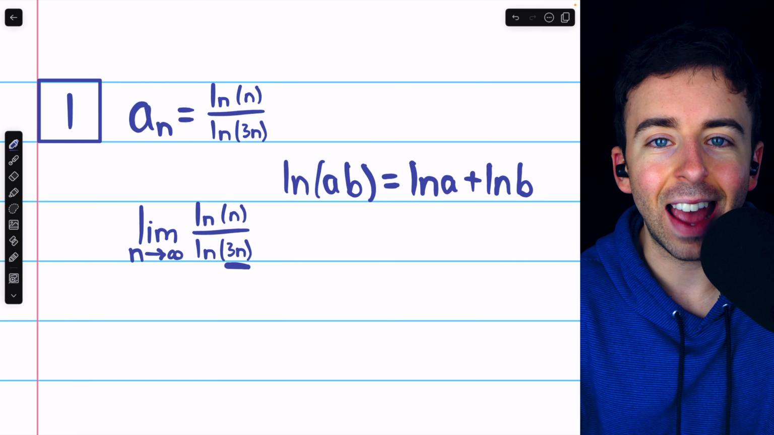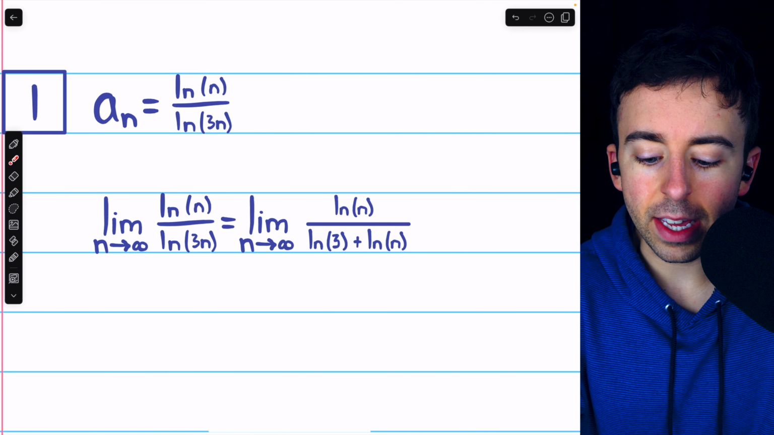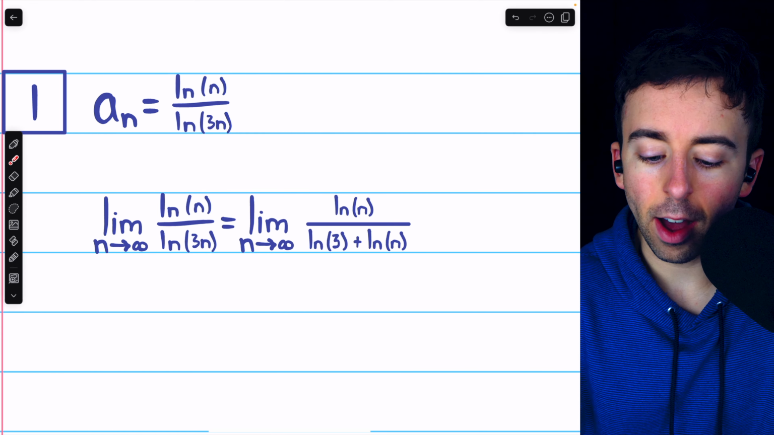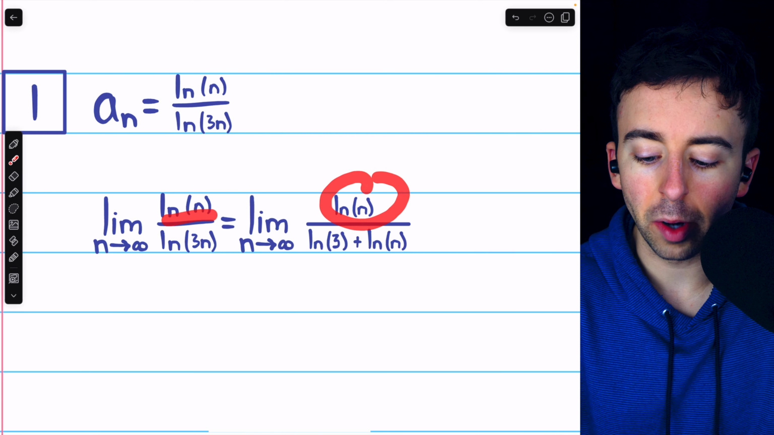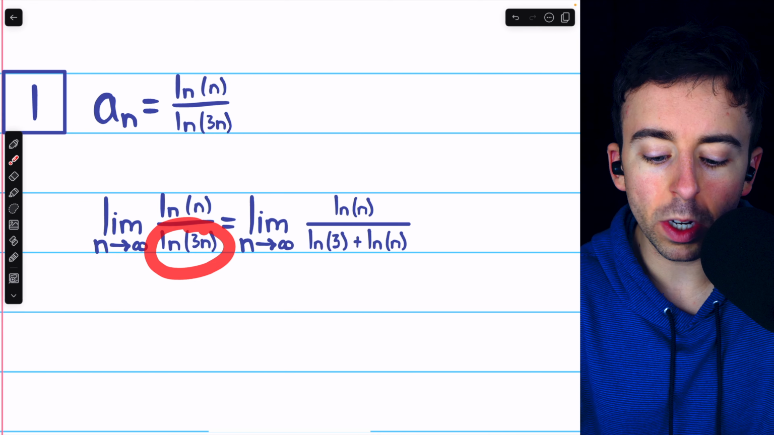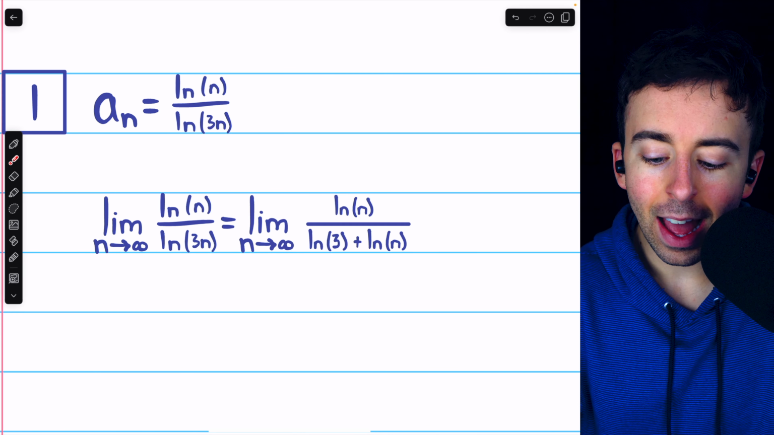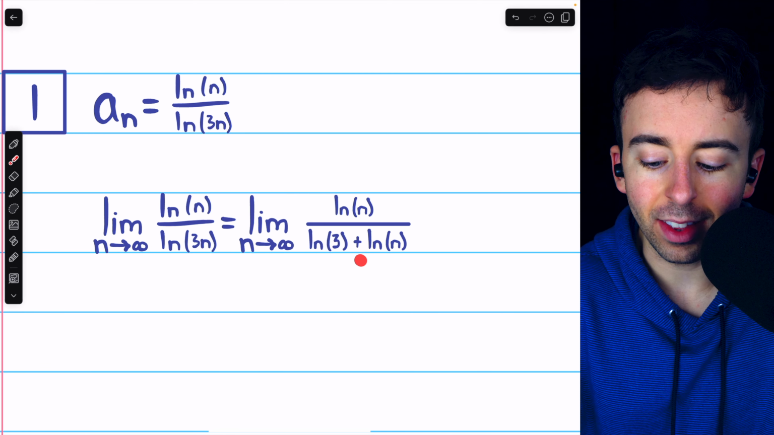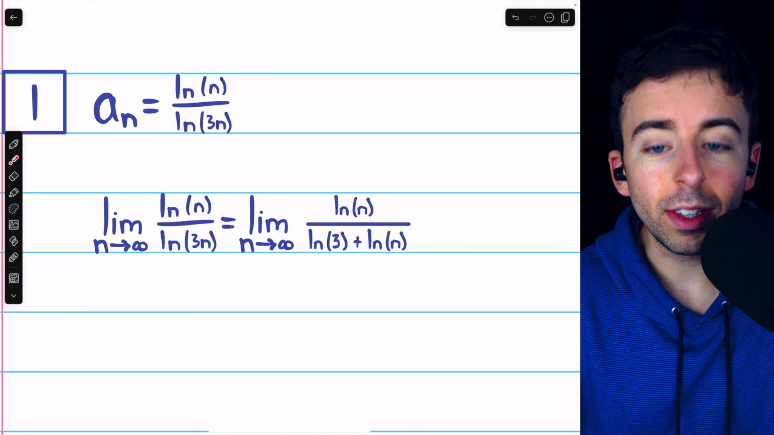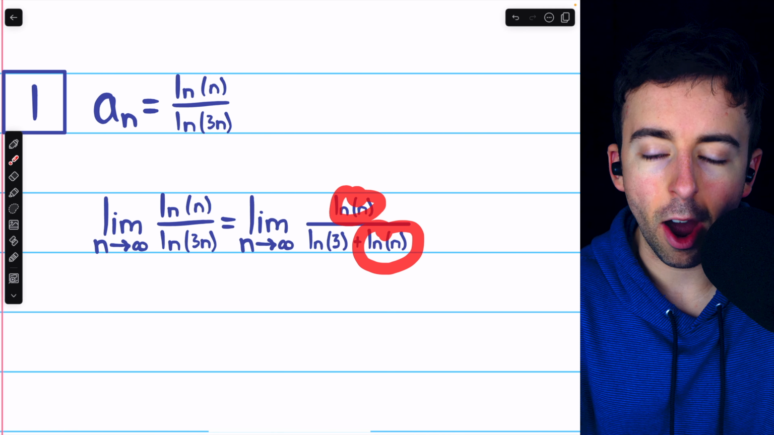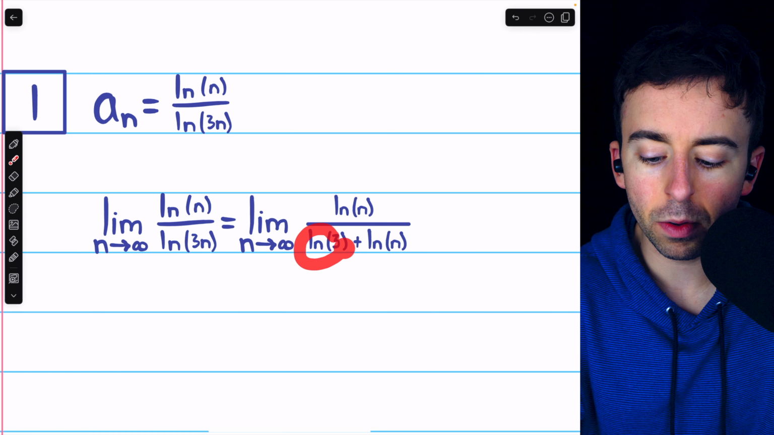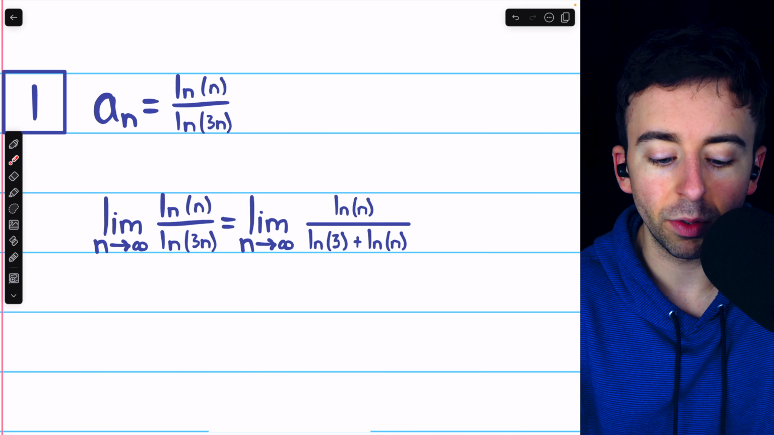Let's rewrite this as addition. Then we have the limit as n goes to infinity of the natural log of n in the numerator, and in the denominator, we rewrite the log of 3n as the log of 3 plus the log of n. Now, we see that the natural log of n is the dominant term here, since the only other thing is the natural log of 3, which is fixed.